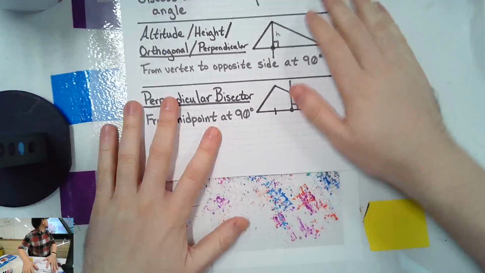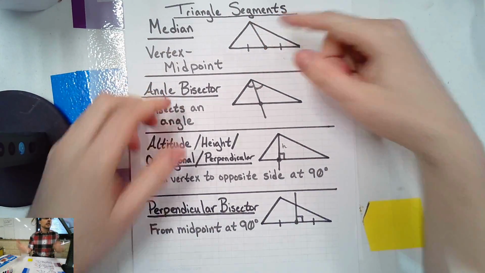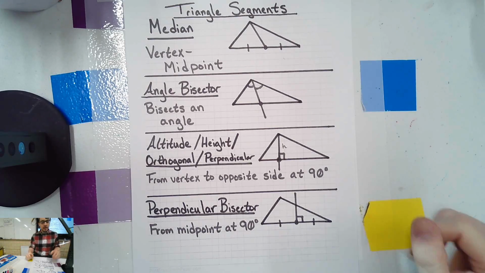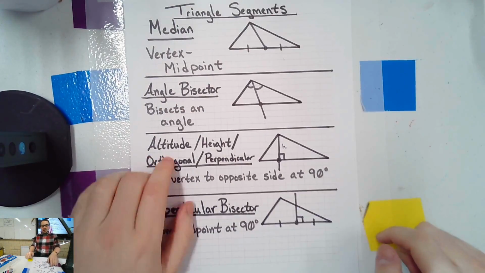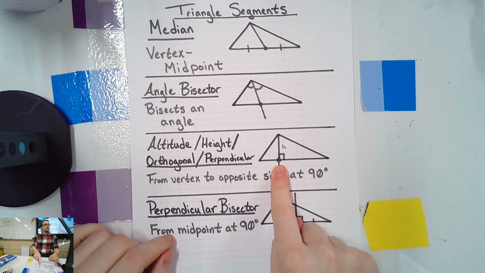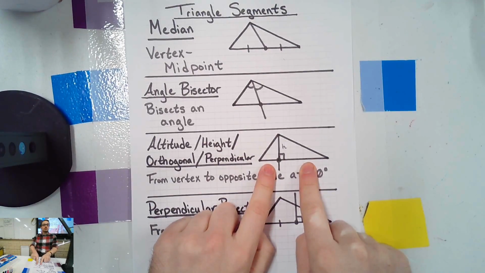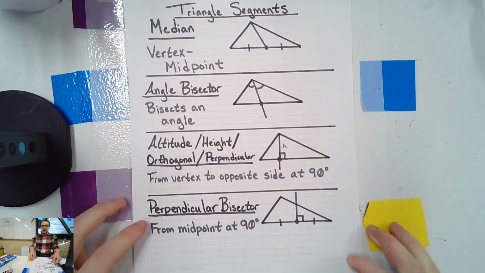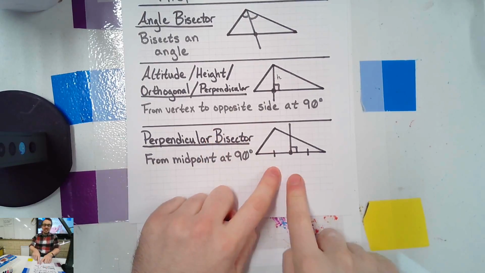So let me zoom out and show you what we've talked about. Medians. Vertex to midpoint. Makes sense. Median, midpoint, right? Angle bisector cuts the angle in half. Of course. Orthogonal, altitude, height, perpendicular, right? It's the height of the triangle. That's all it is, right? It's 90 degrees. Does it cut it in half? Not necessarily, right? All it has to do is hit it at 90. Perpendicular bisector. Cuts it in half because it bisects it, and then it's 90 from there.